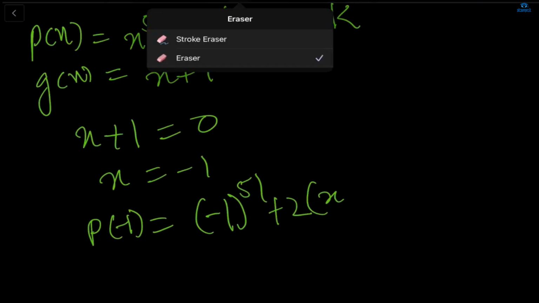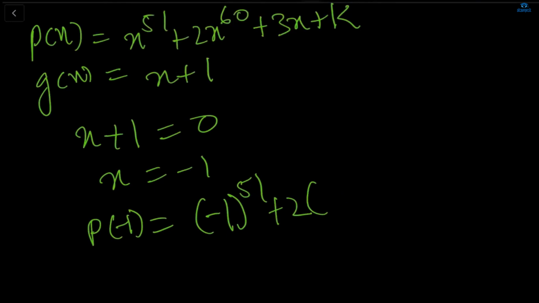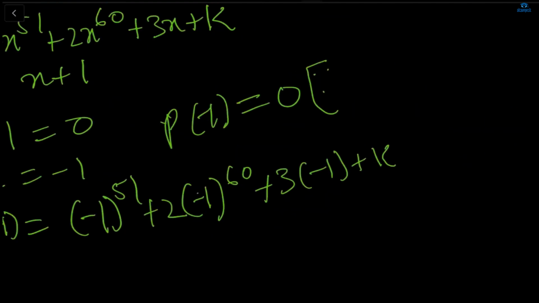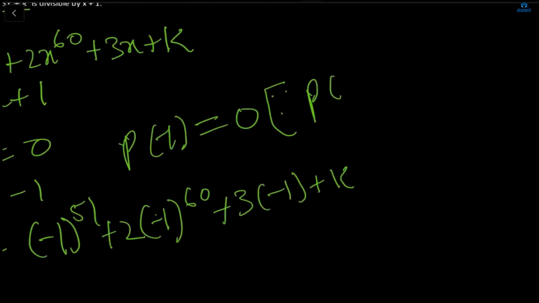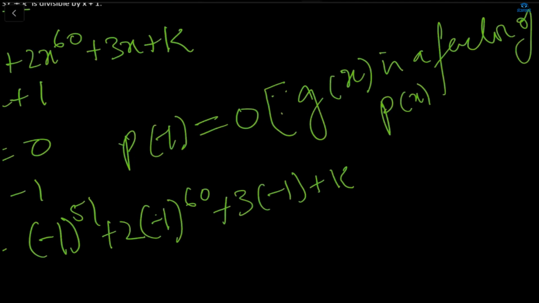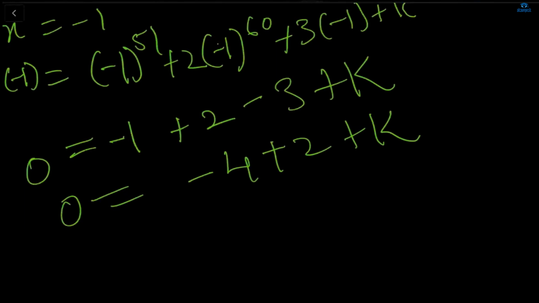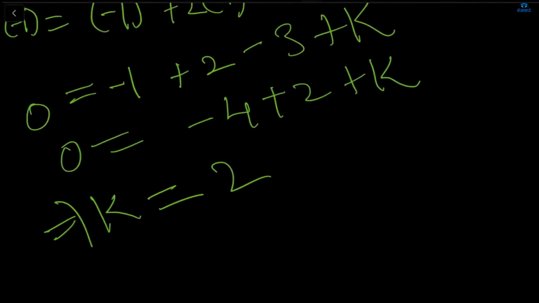Since the base is just minus 1, you can just see the even or odd power, and accordingly the sign will come. So it will be minus 1 to the power 60 plus 3 times minus 1 plus k. I will write that p(minus 1) will be equal to 0 since g(x) is a factor of p(x). Now it will be minus 1 plus 1 minus 3 plus k, so the k value will be equal to 2.